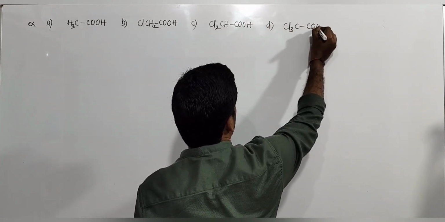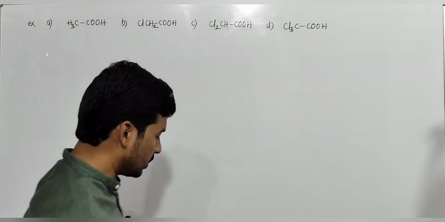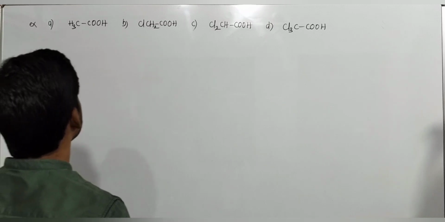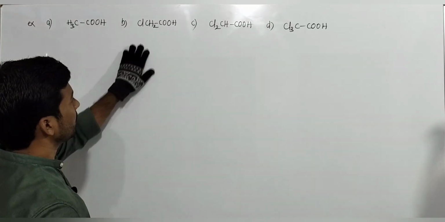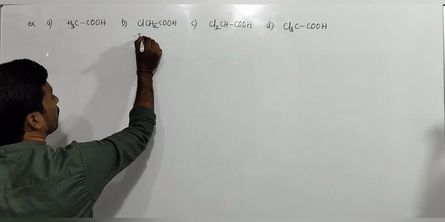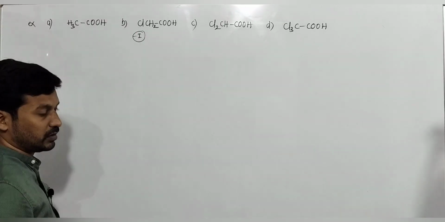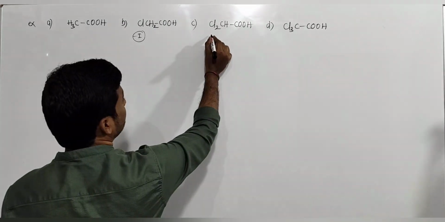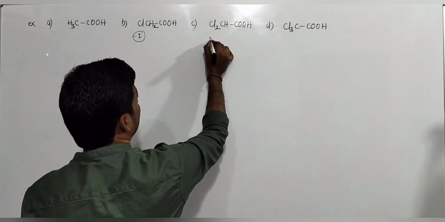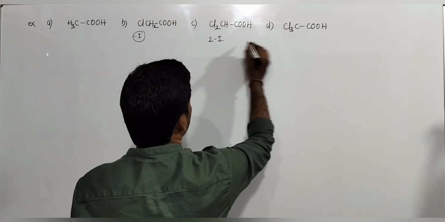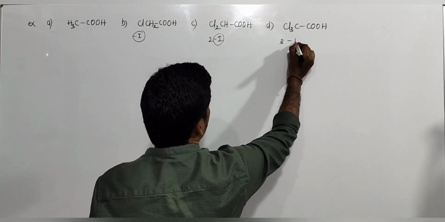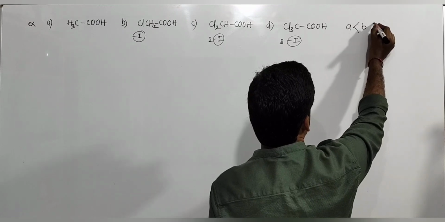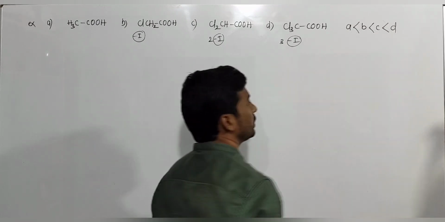Trichloroacetic acid. Arrange in increasing or decreasing order of acidic strength, right? Cl group is a minus I group. Minus I groups increase the acidic strength of acids. Here 2 minus I groups, here 3 minus I groups. Therefore, the acidic strength follows A, B, C, D in this order.